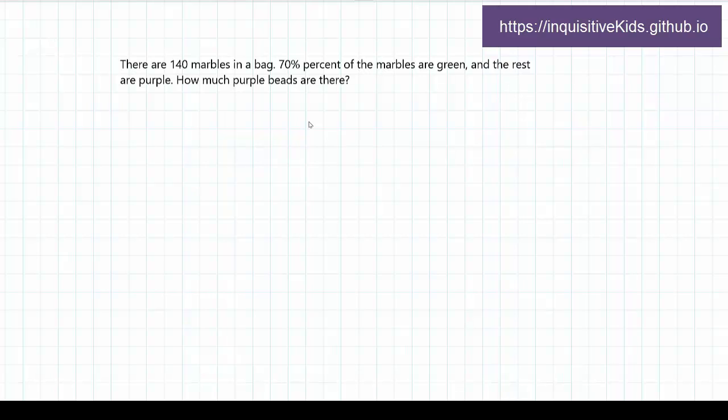Here is the next example. There are 140 marbles in a bag. 70% of the marbles are green, the rest are purple. How many purple marbles are there? We know that there are 140 marbles in a bag. 70% of the marbles are green and the rest are purple. How many purple marbles are there?